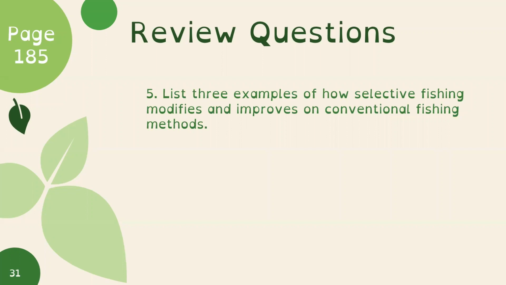So our question number 5 on page 185, list 3 examples of how selective fishing modifies and improves on conventional fishing methods. So if we think back to our gill netting and our purse seine systems. One thing is that selective fishing means that it's more than just catching everything and then dumping out what you don't want in the garbage, basically, but it's being more conscious about what you're catching. So with selective purse seining, let's have bigger holes to allow small fish to escape.